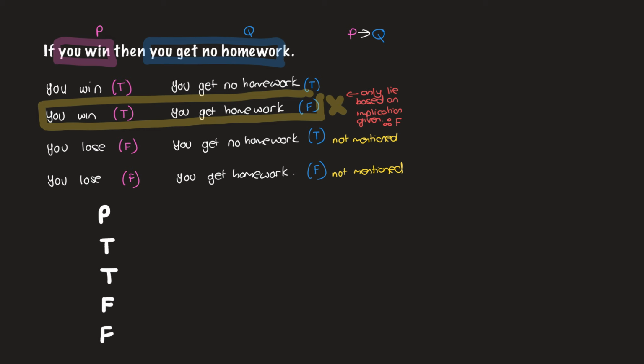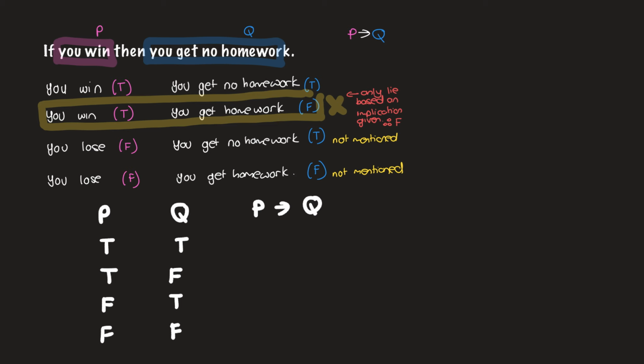Then we're going to write our Q column. So our Q column is going to be true, false, true, and then false. And once we have all our data pair options, we're going to have a column for if P then Q.